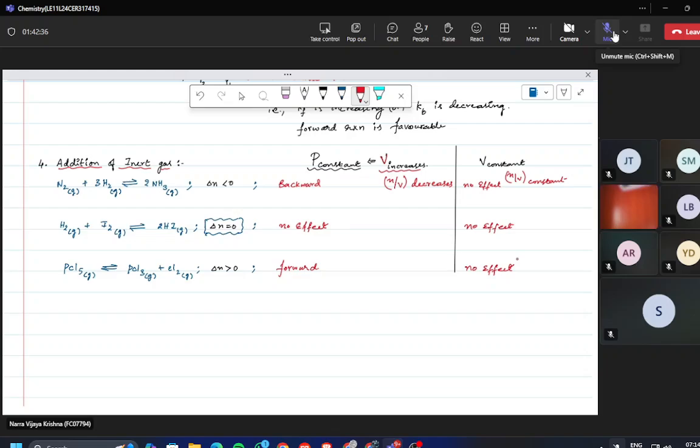Pressure is not disturbed in the second case. The pressure of the total cylinder or total vessel got changed, but not the pressure of reactants and products. We call it partial pressure. Partial pressure of reactants and products has not been changed. That's why. Understood? Clear, sir? Any other condition?